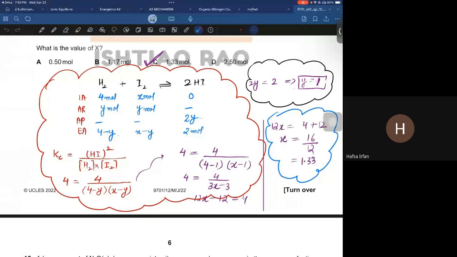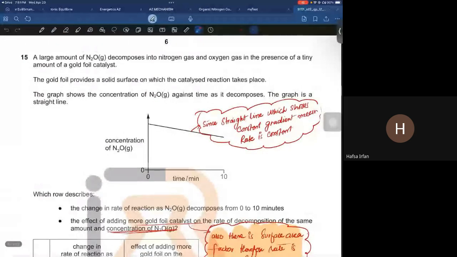Now, a large amount of N2O decomposes into nitrogen gas and oxygen gas in the presence of a tiny amount of a gold foil catalyst.